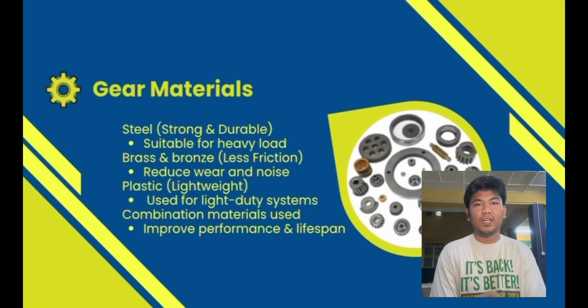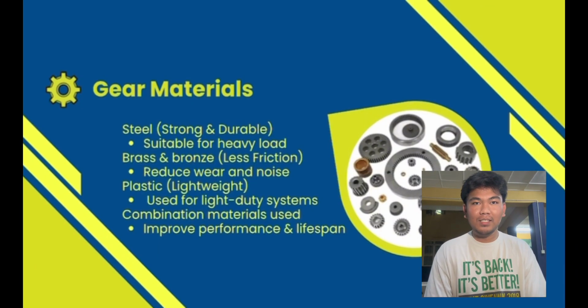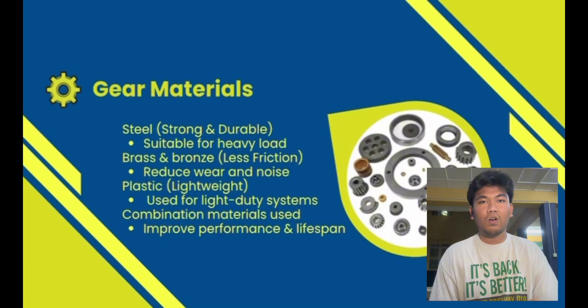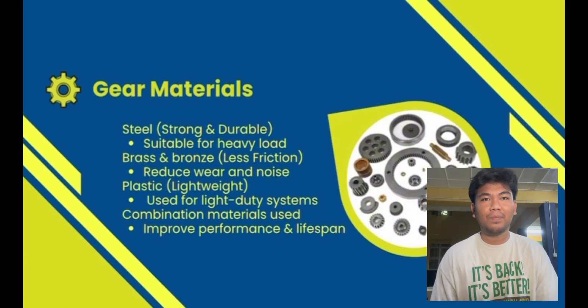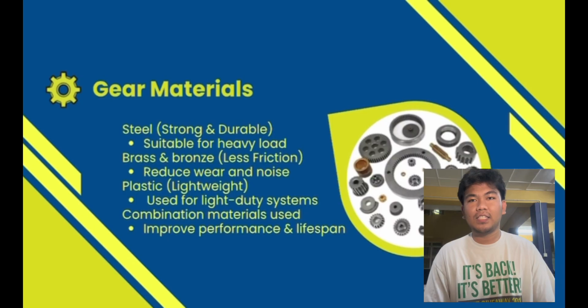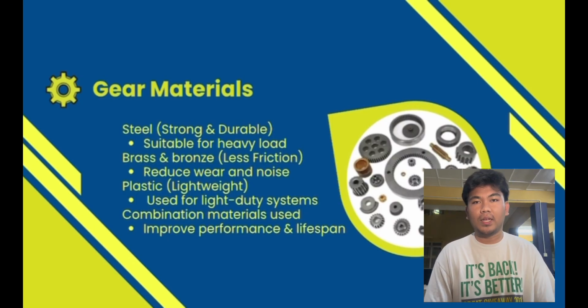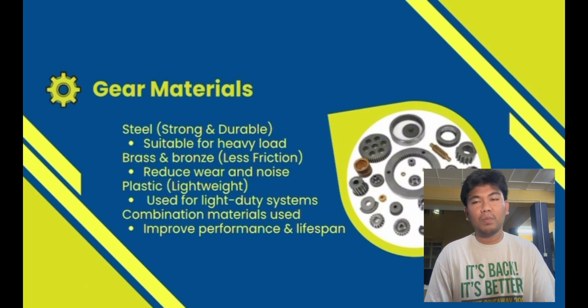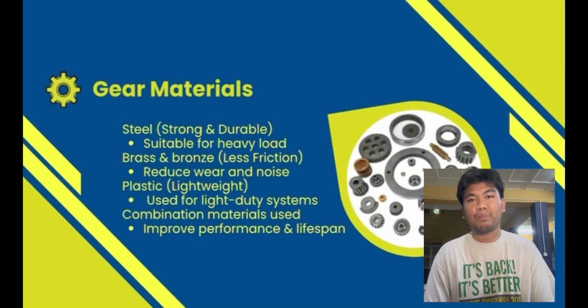Okay, gear material. Gears can be made from different types of material depending on their application. Steel is commonly used because it is strong and durable, suitable for heavy load. Brass and bronze are used to reduce friction and noise during operation. Plastic is used for lighter systems because it is lightweight. Sometimes different materials are combined to improve performance and increase lifespan.